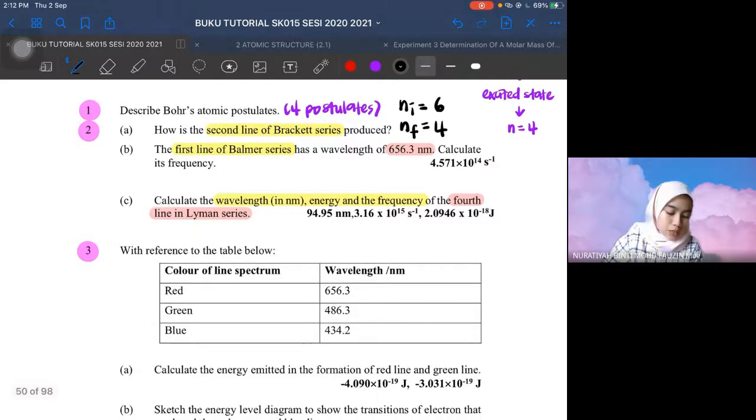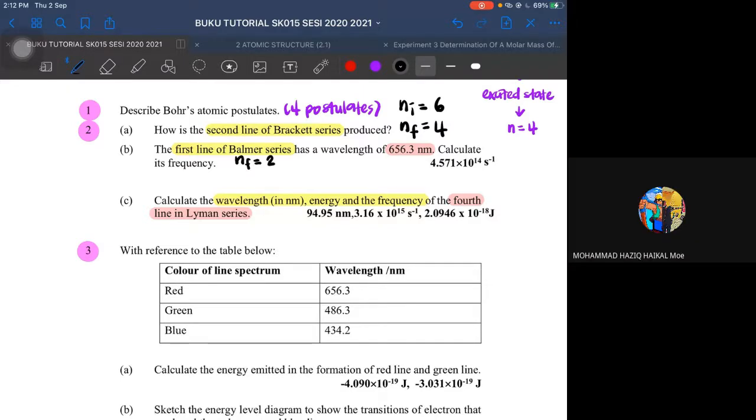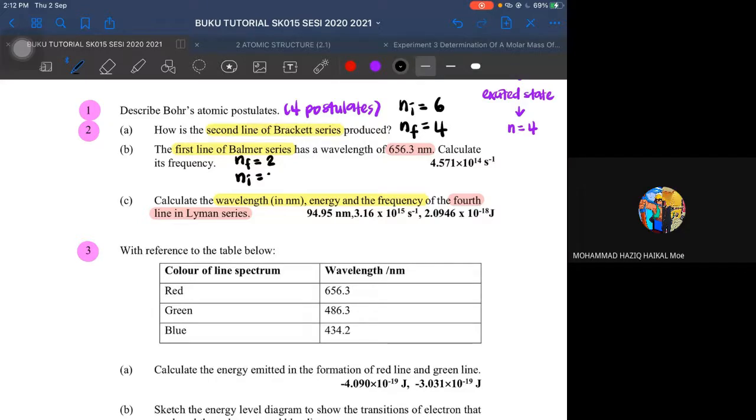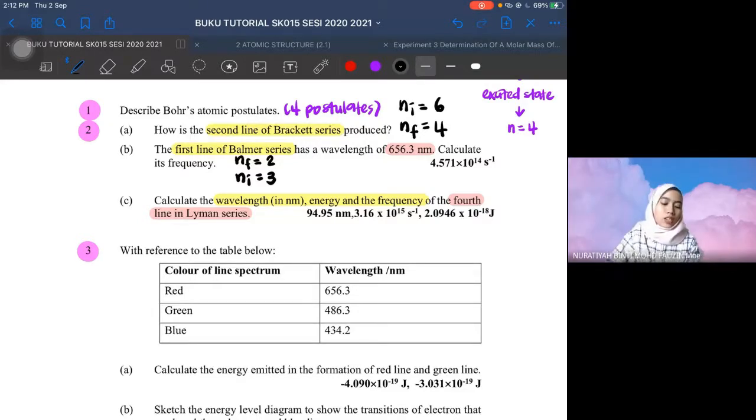The first line of Balmer series has a wavelength of 656.3 nanometer. So it tells us it is Balmer series. For Balmer series, do we know its n final? Two. Okay, and first line means the initial is 3. From level 3. Good, very good. So it has a wavelength of 656.3 nanometer.